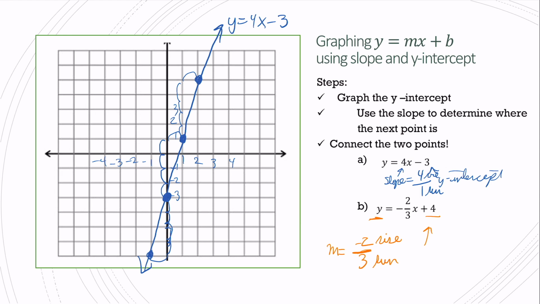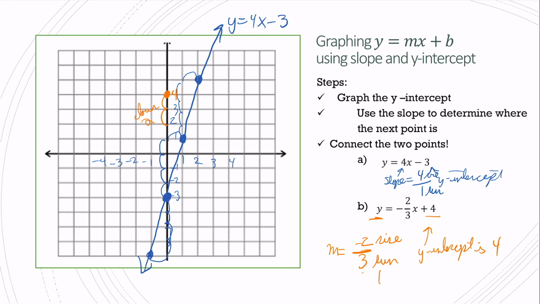And here my y-intercept is 4. So let's go ahead and graph our y-intercept here, which is 4. But now you'll see my slope, my rise, instead of going up, it's going to go down. So my rise is negative 2. So we're going to go down 2. And then my run is 3.